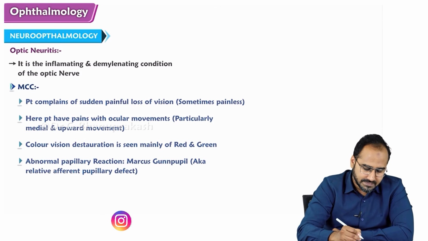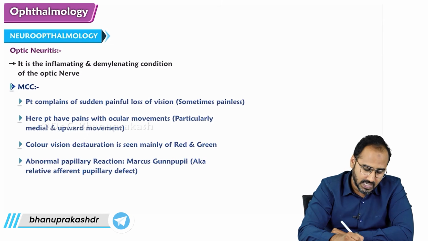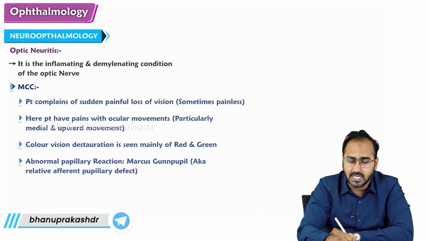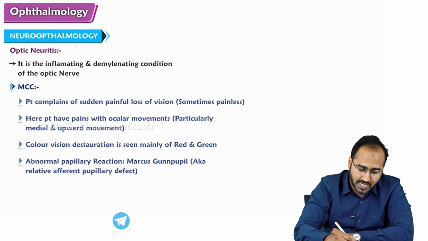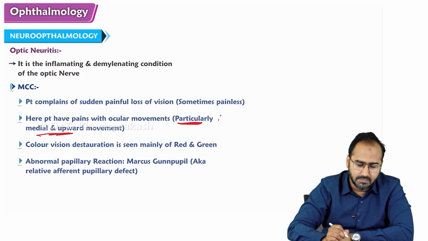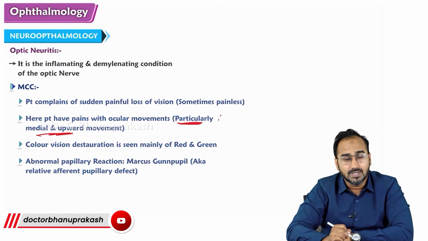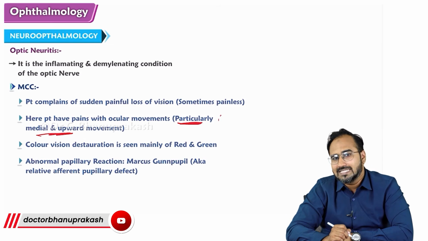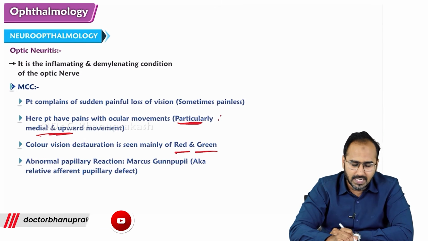So optic neuritis is an inflammatory and demyelinating condition of the optic nerve involving the optic disc. The patient will have painless as well as painful loss of vision. The patient will have pain on ocular movements, particularly in upward and medial movements. Apart from that, I forgot to tell you, the patient will also have color desaturation. The patient is not able to differentiate red and green color.